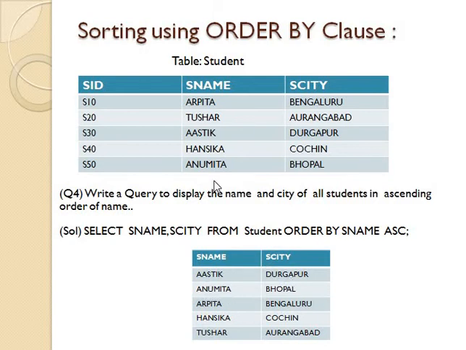For the student name Anumita, the corresponding city is Bhopal. That's why Bhopal appears here. For the student name Arpita, if you look here, the corresponding city is Bangalore. That's why Bangalore appears here. Again, for the student name Hansika, if you see here, the corresponding city is Cochin. That's why Cochin appears here. And lastly, for the student name Tushar, if we look at the original table, the corresponding city is Aurangabad. That's why Aurangabad appears here. So this is what is shown in this output table upon executing this query.